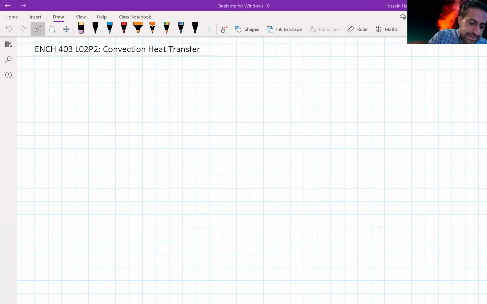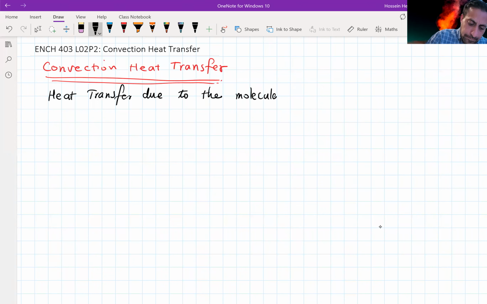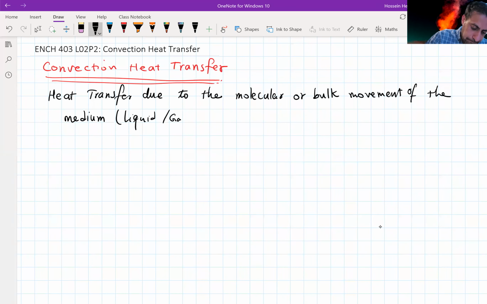Let's talk about convection heat transfer. Convection heat transfer is heat transfer due to the molecular or bulk motion of the medium, which is liquid and gas.